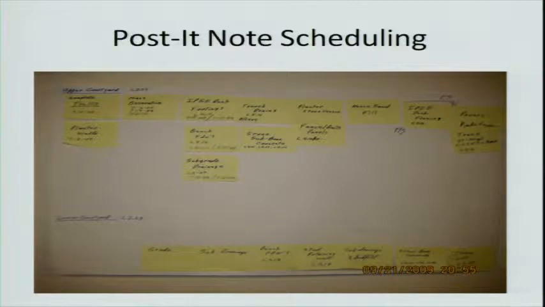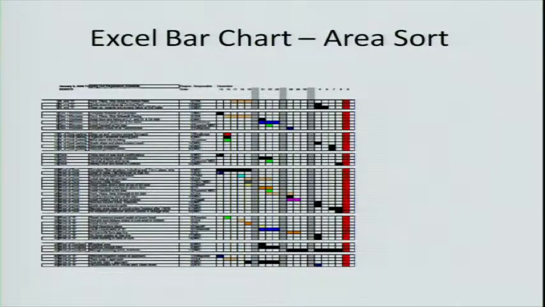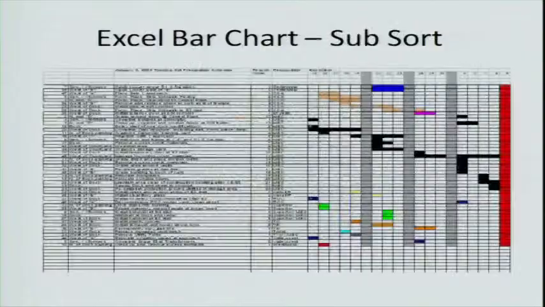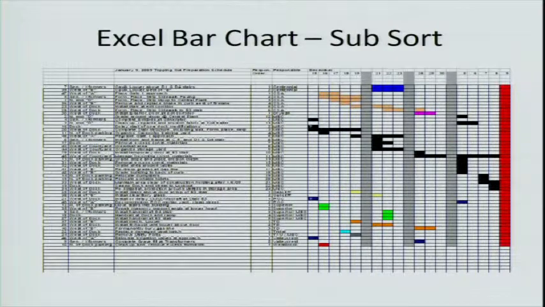Okay? And then once we get an idea of the sequence, then we can go into a bar chart. You can sort by area. So you have different tasks, the time going across, and where we're going to do them. Another one, this one's basically sorted by subs. Same concept: time, activities involved, you know, this is in precedence order.